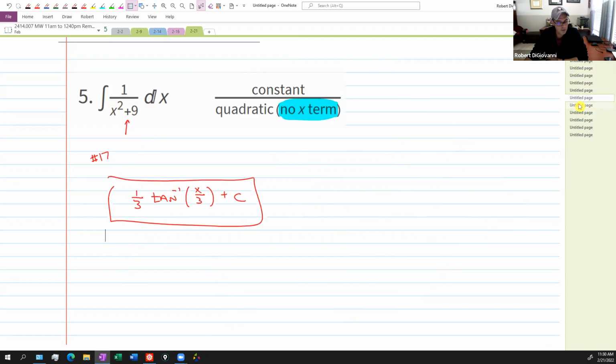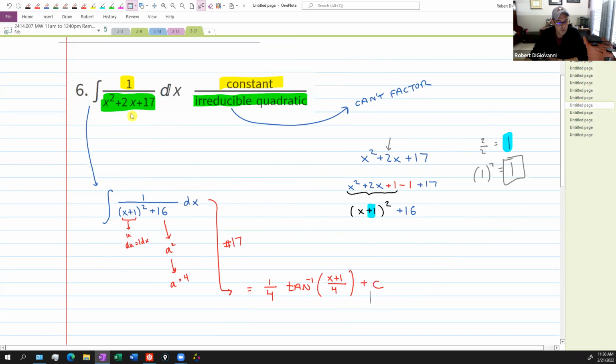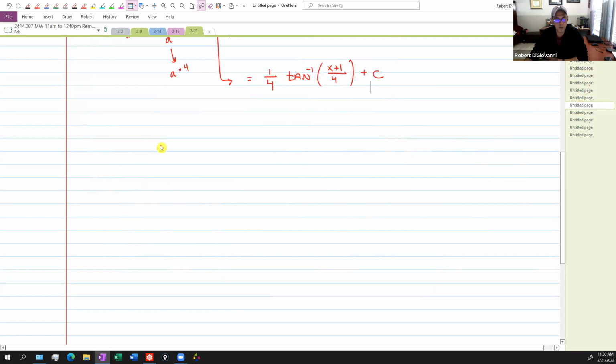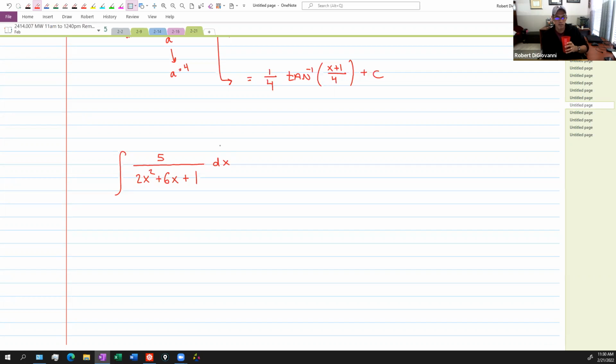Okay, let's keep going. So we have this one here, irreducible quadratic. Let me give you another one of these. What if we had, I'm going to make this one up, 5 over 2x squared plus 6. I'm going to make this one ugly, okay? That way you're not afraid of numbers being bad. This is going to be bad. We're going to have all sorts of weird fractions, and it's just going to look weird.